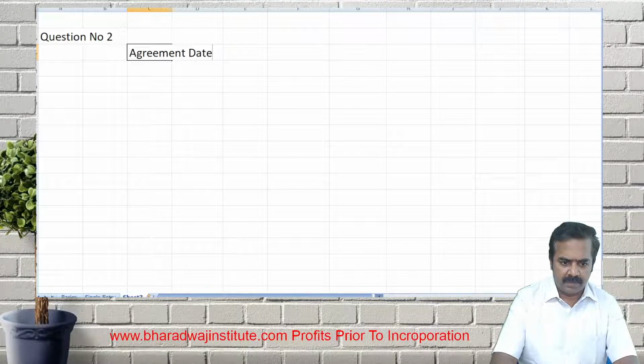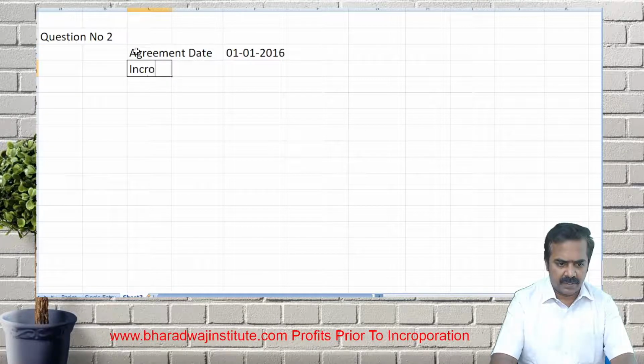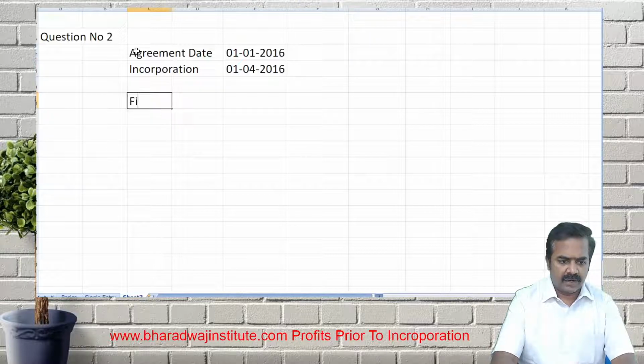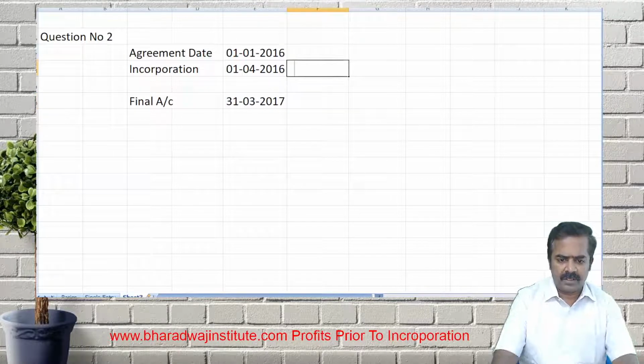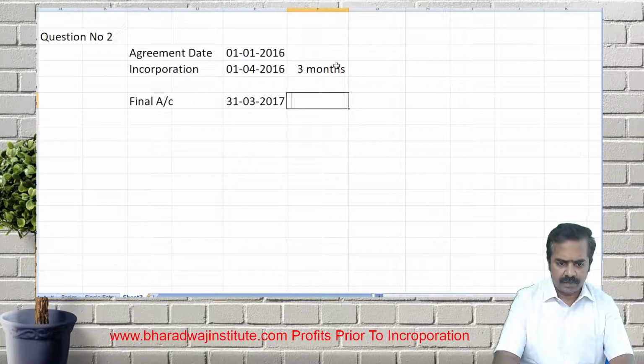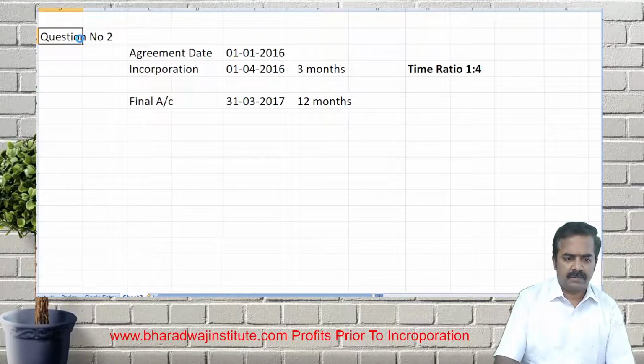Agreement date is 1/1/2016. Okay, what is the date of incorporation? 1/4/2016. Final accounts is prepared on 31st March 2017. How many months pre? 3 months. Post 12 months. So what is the ratio? 1:4. Time ratio is 1:4. Any doubt in it?